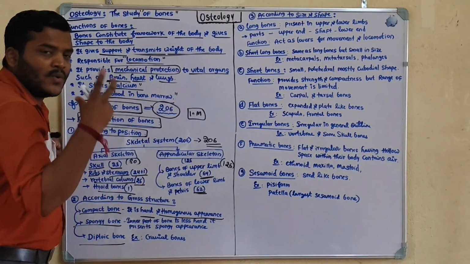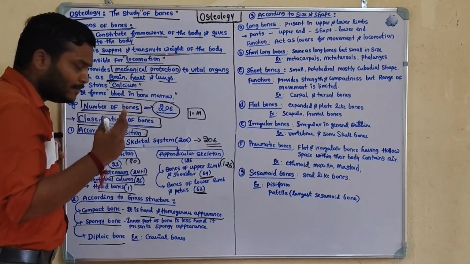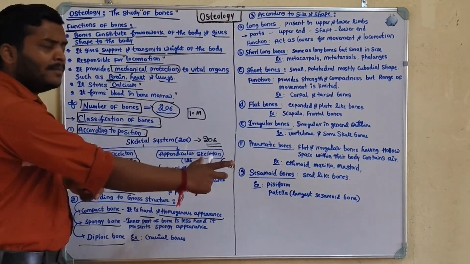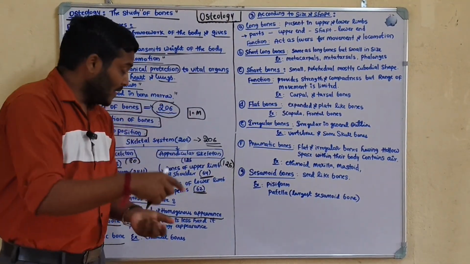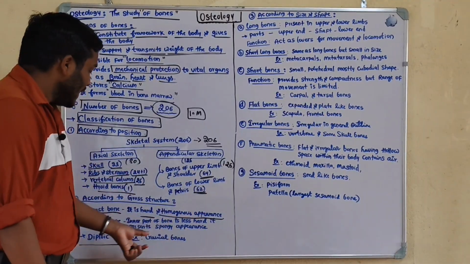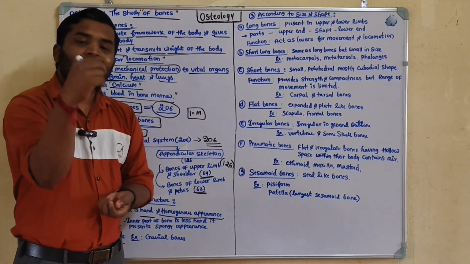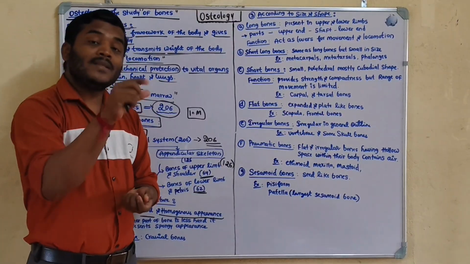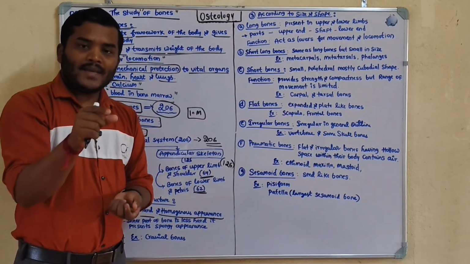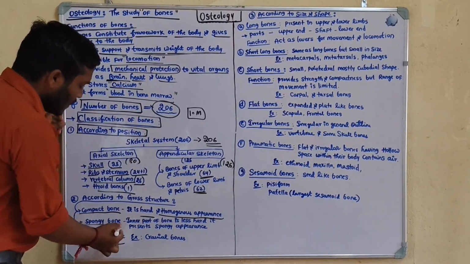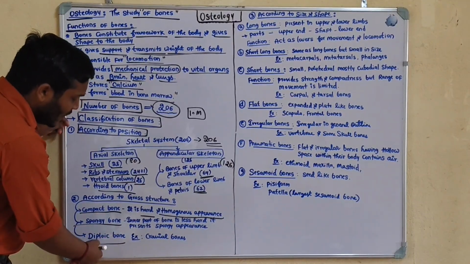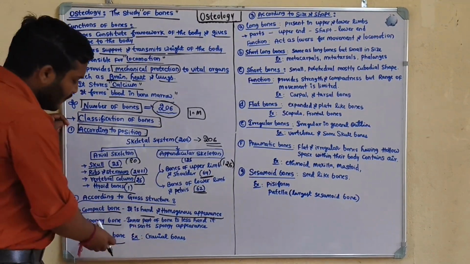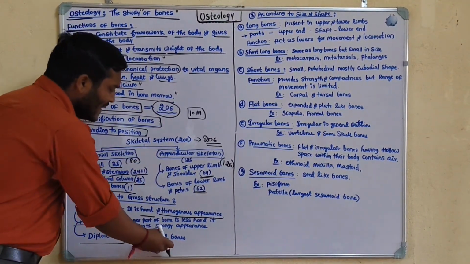Spongy means it should have a sponge-like appearance, right? The inner part of the bone is less hard and presents with a spongy appearance. That's why these are called spongy bone and diploic bone. For diploic bone, one example is the cranial bones.